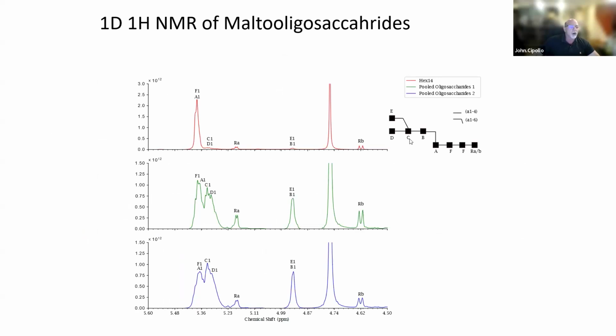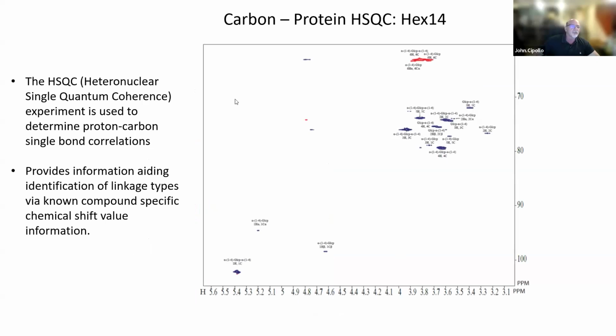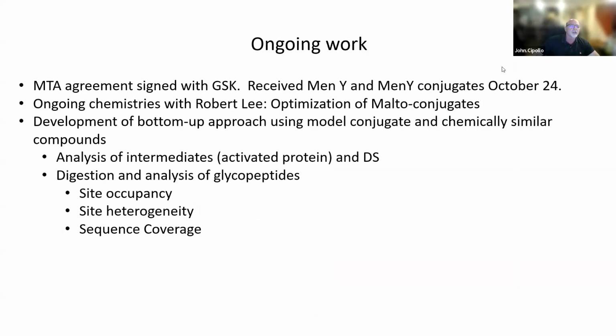This is some NMR experiments. What we're seeing here is that this is the hex 14 standard. It has a little bit of 1,6 linkage. You can see here that there's much more 1,6 linkage in the two model saccharides. These are now being linked to the protein. And this is a carbon-proton HSQC, which helps us to map the structure of these saccharides.